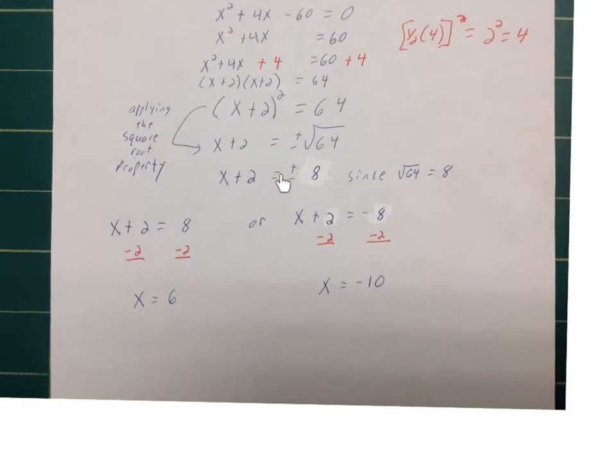So x plus 2 equals plus or minus 8. This is what it means if you write it out the long way. It means x plus 2 equals a positive 8, or x plus 2 equals a negative 8. Then you want to subtract 2 from each side, and I get 6. And again, you subtract 2, and you get negative 10.